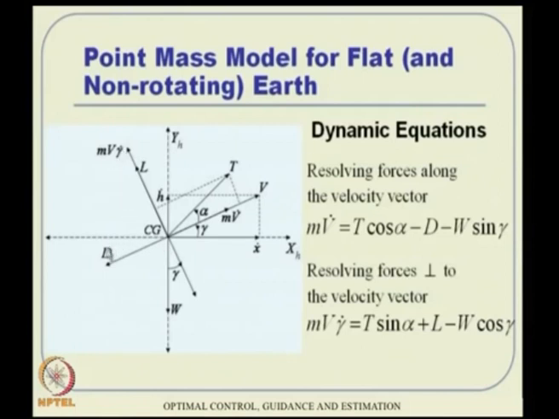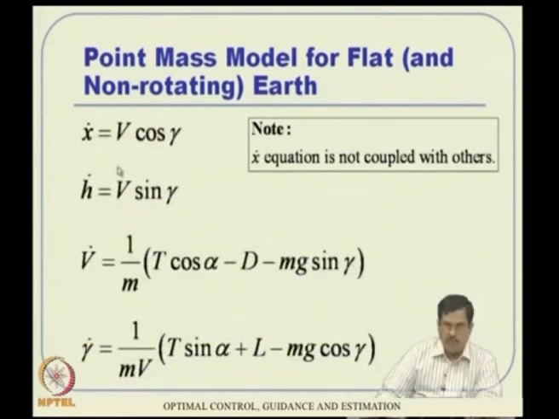So, if you imagine a circle passing through this point where the velocity vector is tangent to it, then the net resulting centripetal force will be m V gamma dot. That is how this gamma dot will start changing. So if you divide the entire quantity by m, you will get V dot. If you divide the entire quantity by m V, you will get gamma dot. So, putting everything together, what you get? X dot is V cos gamma, h dot is V sin gamma, V dot is that, and gamma dot is that. And typically in this kind of problems, we interpret alpha as the control variable, because that is where we have the liberty of changing alpha basically.